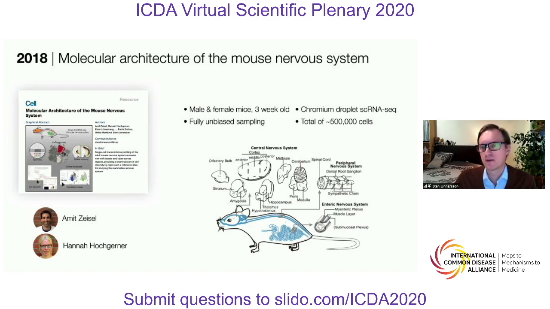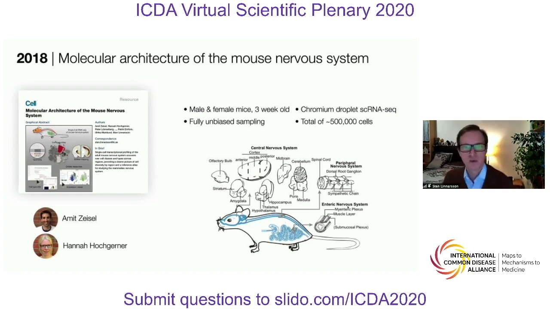In this paper, what we did was we sampled from the nervous system in large regions, as shown here on the right, but in such a way that we didn't leave anything out. So we covered all of the brain, covered most of the peripheral nervous system. So we have the sensory, the sympathetic, and the enteric nervous systems. And so we're missing the parasympathetic and a few other minor regions.